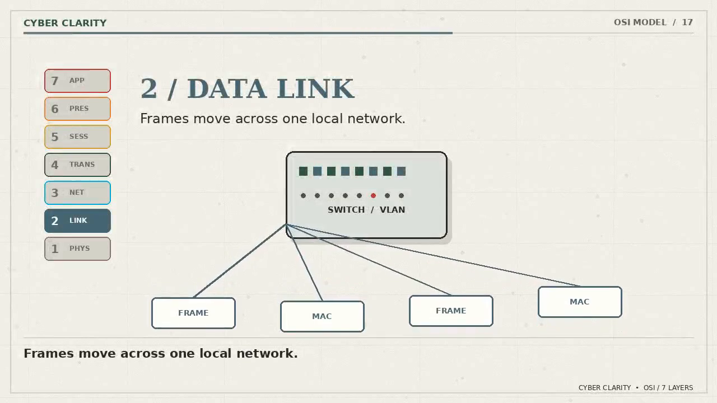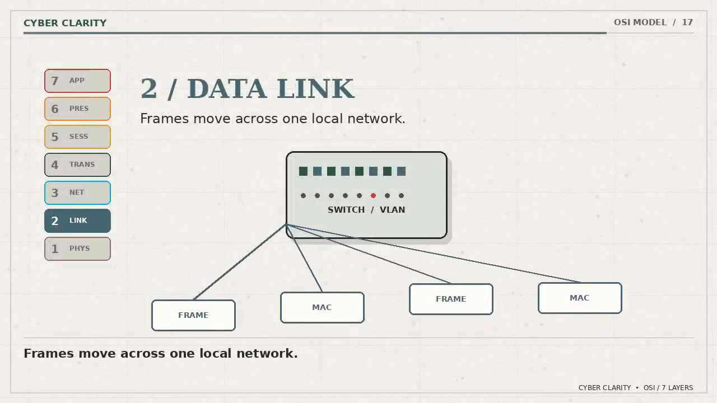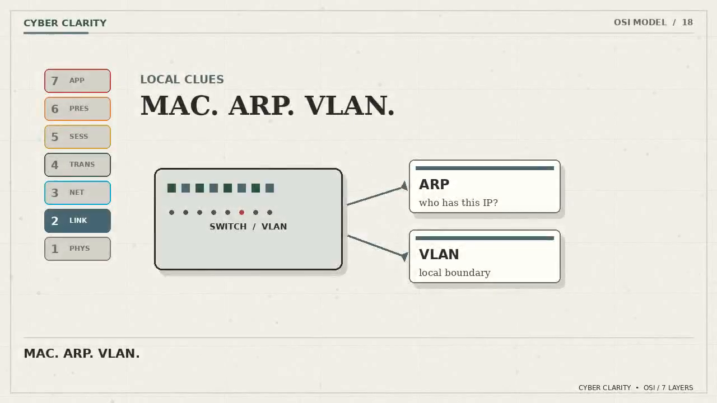Real networks blur OSI boundaries. The TCP/IP model is simpler, but the questions stay useful. Memorize the 7 names, then follow the evidence, from the wire to the application. That is the real hacker skill.